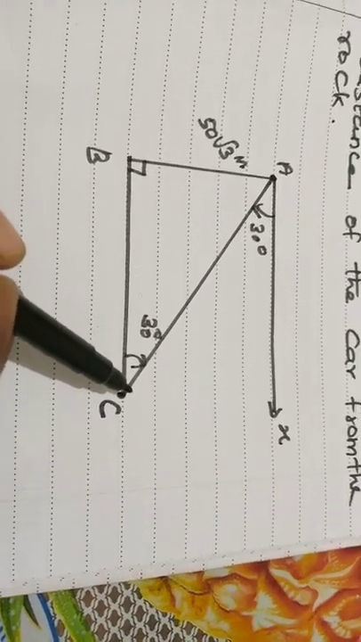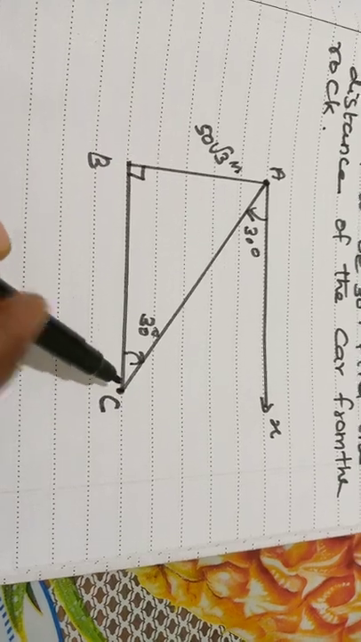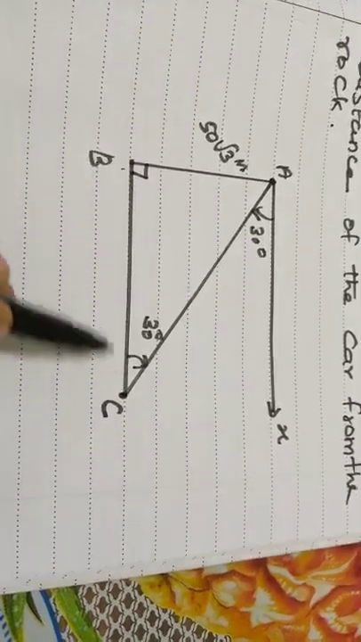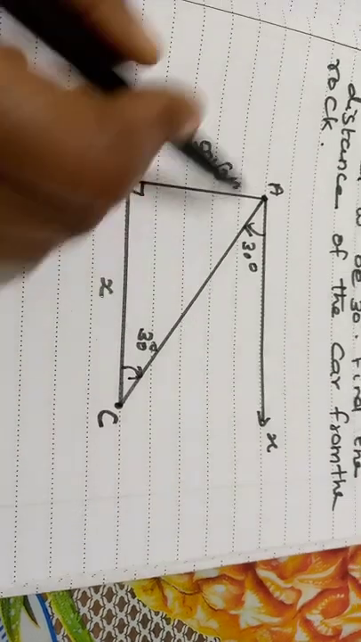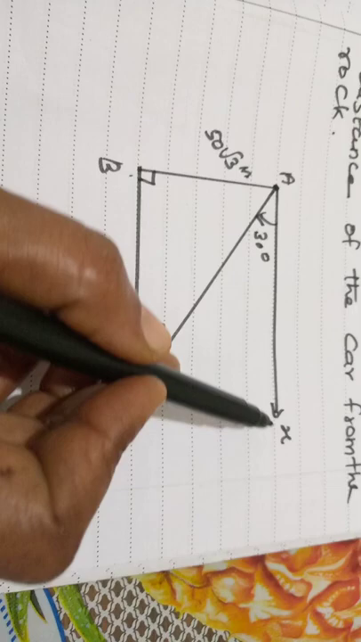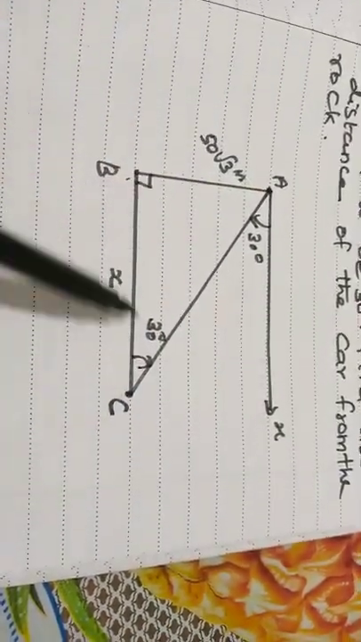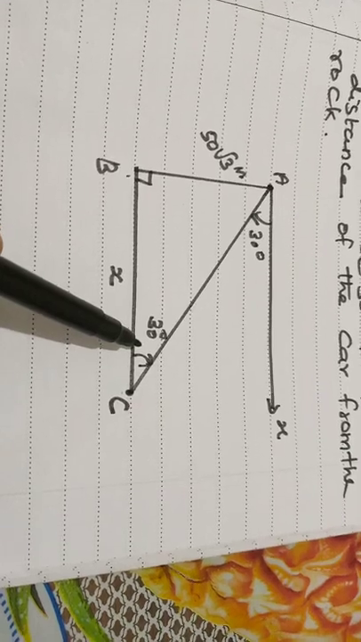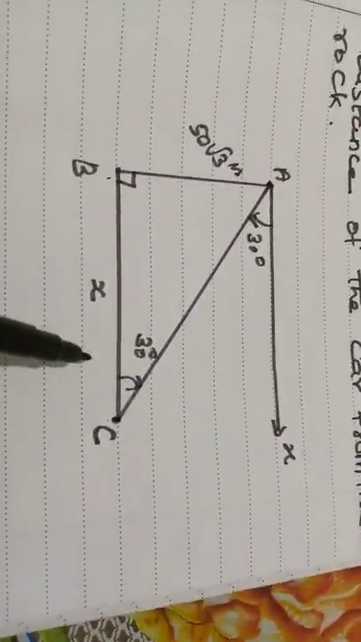So what you have to find now? Find the distance of the car from the rock. So BC you have to find. Let us take BC as X. AB is the height of the rock. And given angle XAC equals angle ACB equals 30 degrees. Write that one.